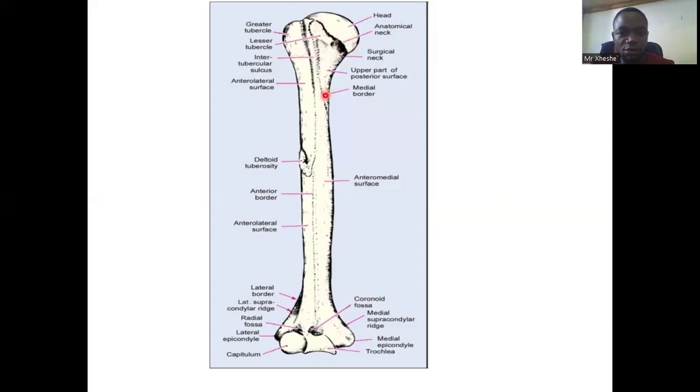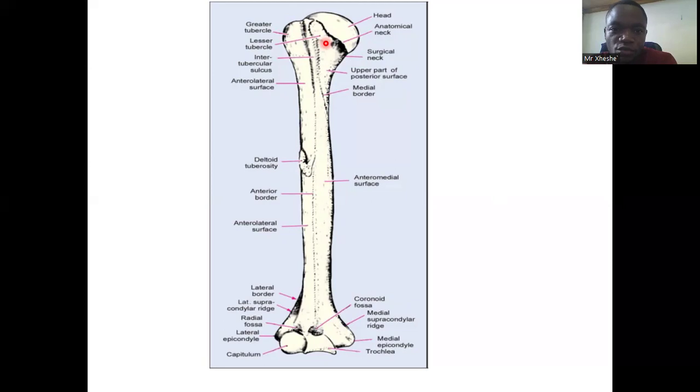Now, if you're looking at this bone from the front, you see two swellings. There's one here and this one. This one is bigger and a bit superior. This one is smaller and a bit inferior. So these are known as tubercles.